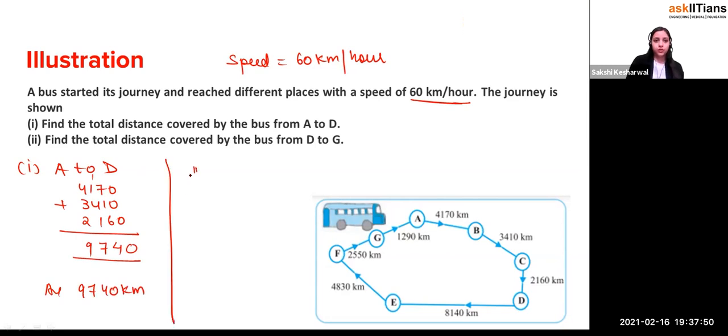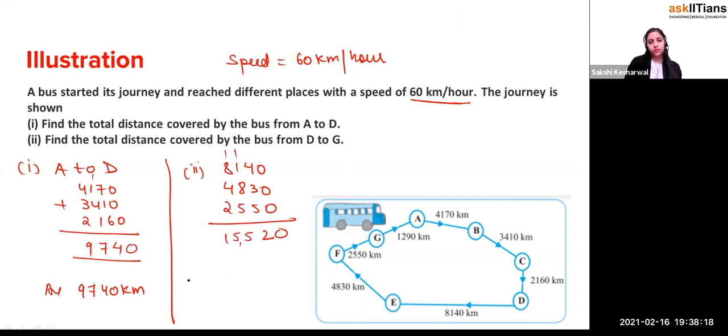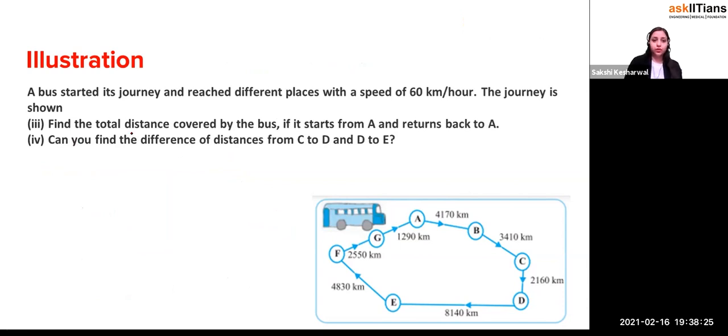Now coming to the second part. What does the second part say over here? Find the total distance the bus covered from D to G, right? D to G, then D to E, then E to F, and F to G, right? So it will be what, beta? 8,140, then 4,830, then 2,550, right? So it is 0. This is 9, then 12, 12 ka 1, right? 10, 15, 15 ka 1 carry. So this is 10 again, 15. So he traveled how much distance, beta? The second will be 15,520 kilometers, right?